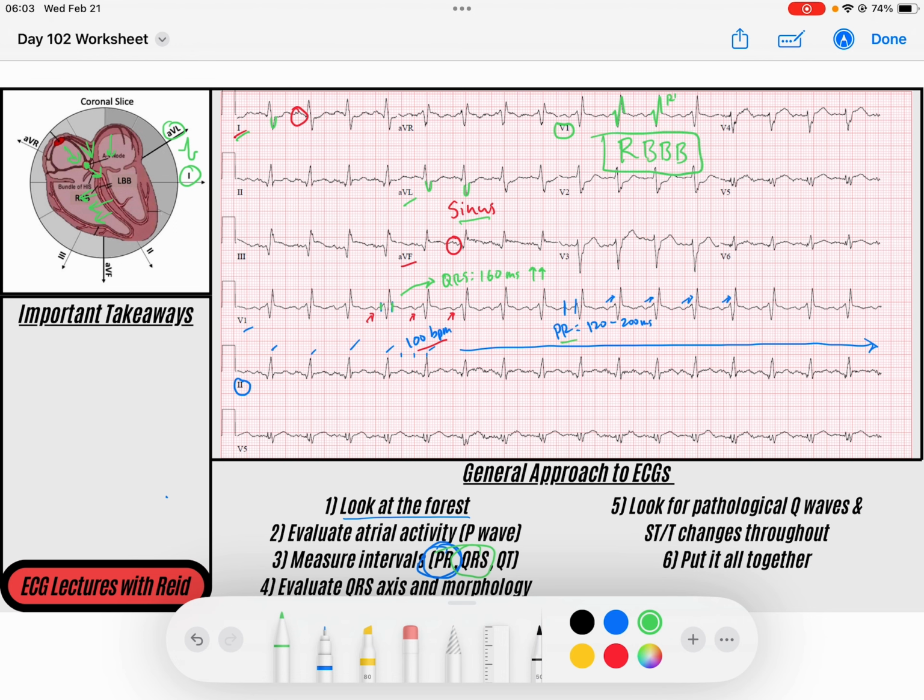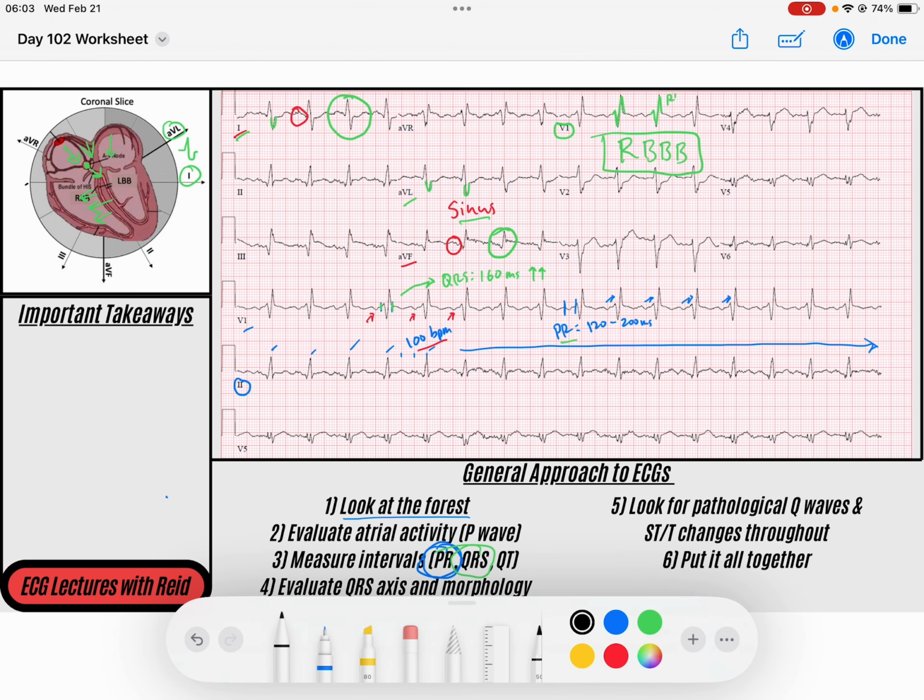Let's measure our QRS axis to make sure there are no other conduction disturbances other than the right bundle branch block. We've got a QRS that is isoelectric in lead 1, but it is positive in AVF. And so what does that mean? Isoelectric means that it's going to be perpendicular to that lead.